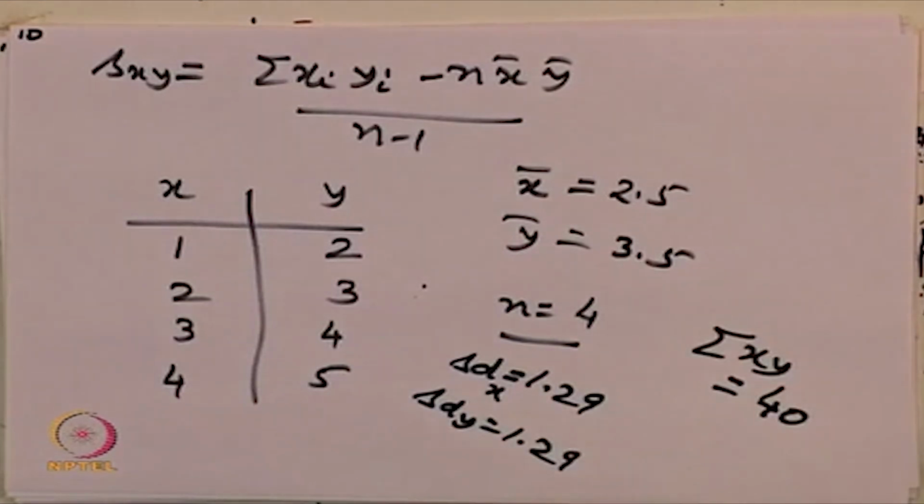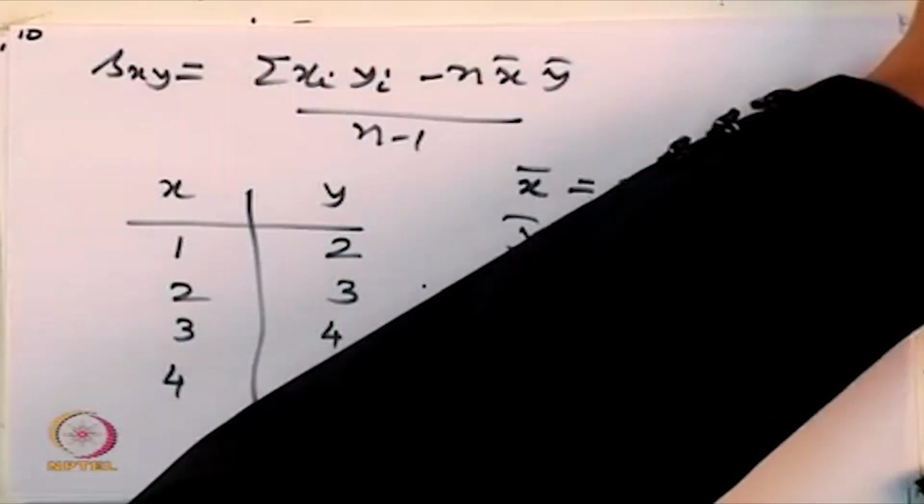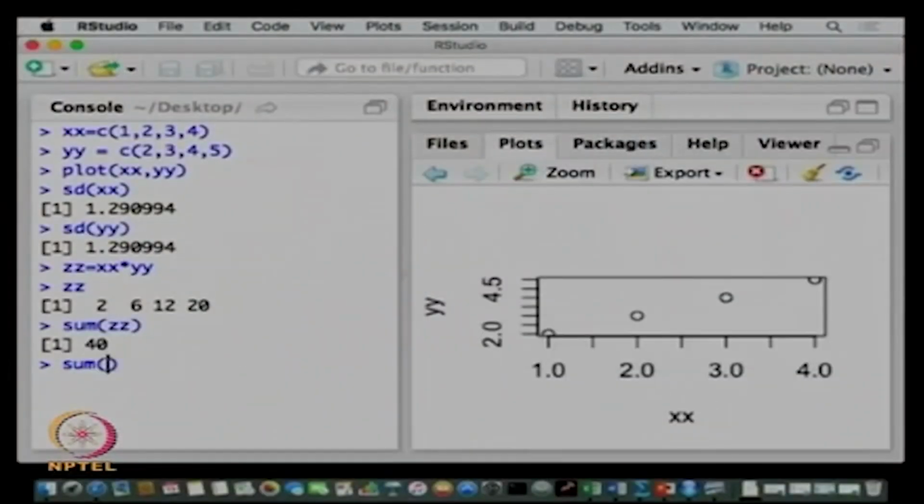Okay. So, now let us calculate. I know n is equal to 4. So, sum of zz minus n, which is 4, star x bar, which is 2.5, star y bar, which is 3.5, gives me a value of 5. Okay. So, I can get the value of Sxy.